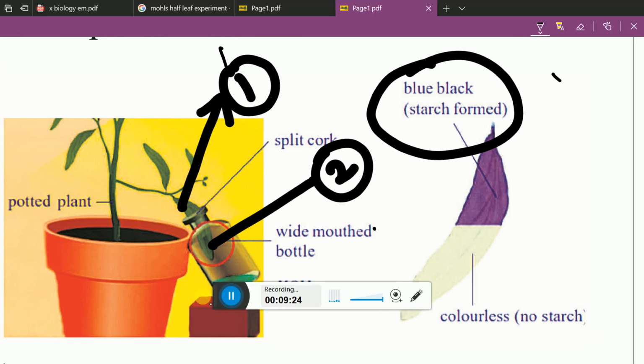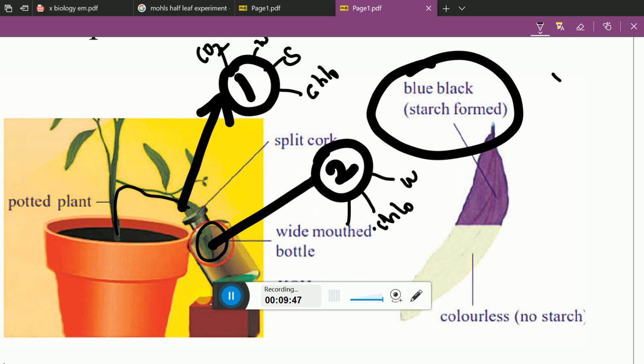to 4 factors: 1, 2, 3, 4. What are they? Carbon dioxide, water, sunlight, chlorophyll. But this second part has been exposed to only 3. Water, anyhow, is linked to the leaf, so water is present. Chlorophyll is always present on the leaf. And sunlight will enter, as it is a transparent wide mouth bottle. Sunlight also will enter.